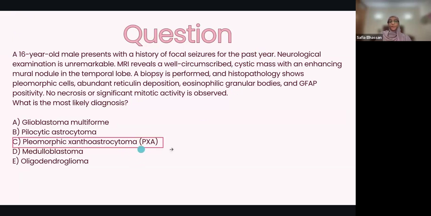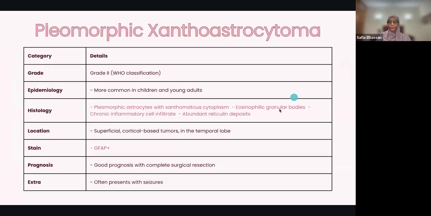But pleomorphic xanthoastrocytoma is located in the temporal lobe. That's why it causes seizures. The enhancing neural nodule, so yes, this is a similarity between the two. Another thing that's unique for pleomorphic xanthoastrocytoma is the presence of pleomorphic cells and abundant reticular deposition. And GFAP and eosinophilic granular bodies can be seen in both. There are a lot of similarities because PXA is in fact a type of astrocytoma.